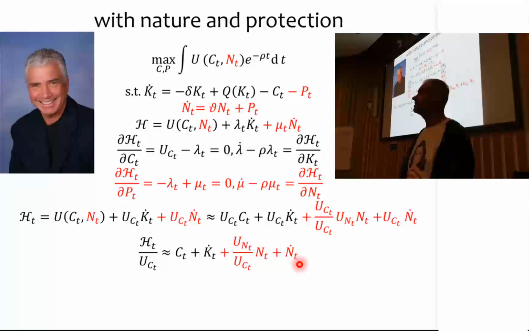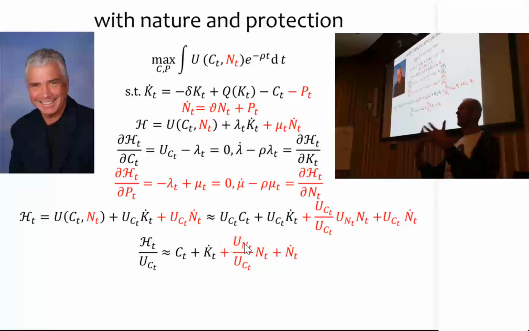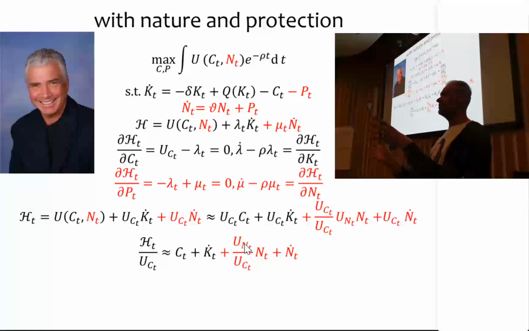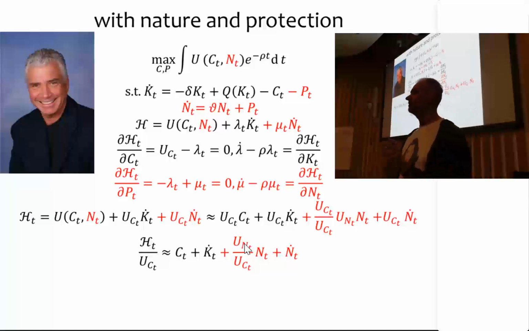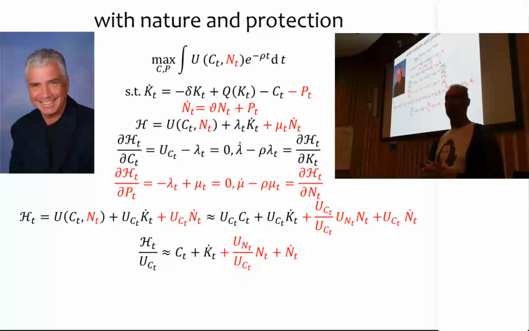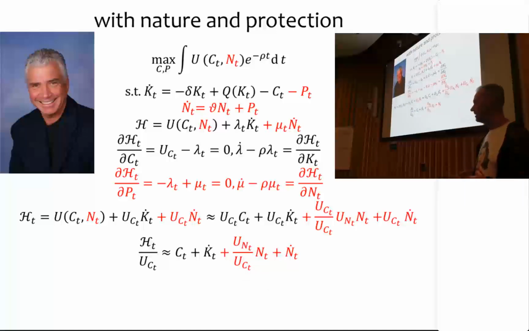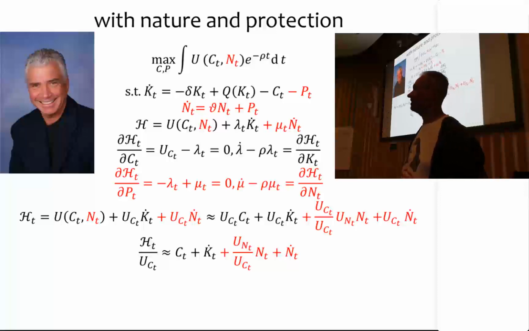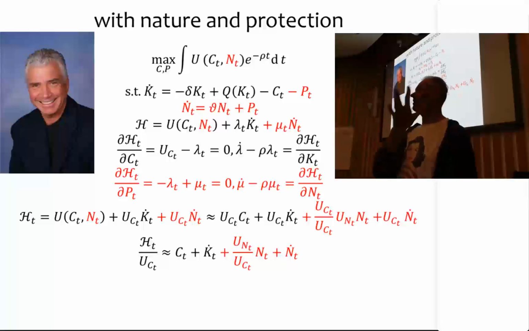This is the change in the environment, and this is the stock of the environment. And look at the correction factor that we see here. So u sub n is the marginal contribution of nature to utility. We divide that by u sub c, the marginal value of consumption. So this is a price ratio. This is the price of nature in utils divided by the price of consumption in utils.